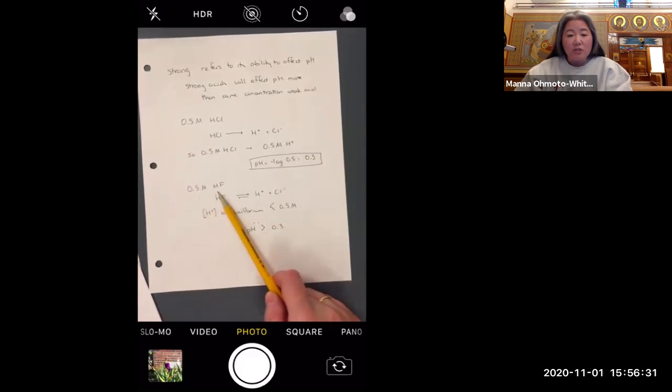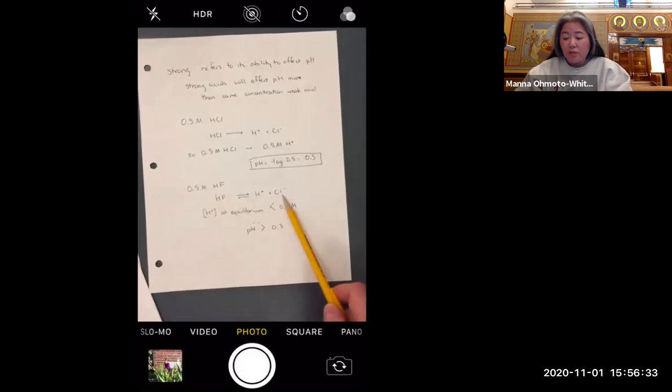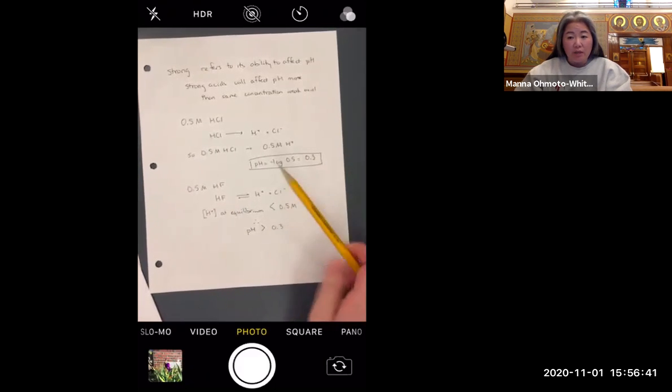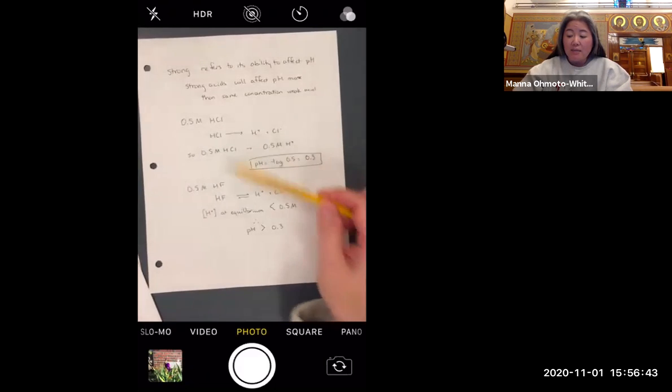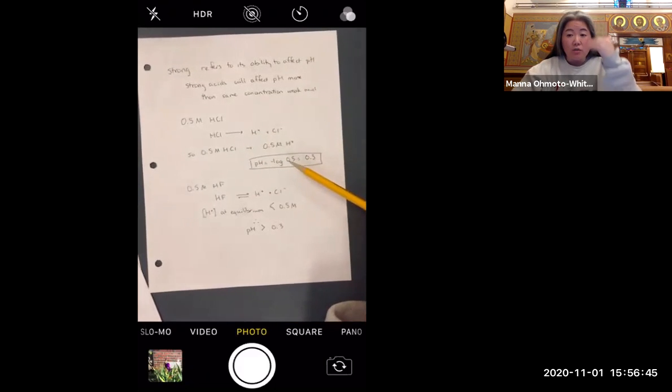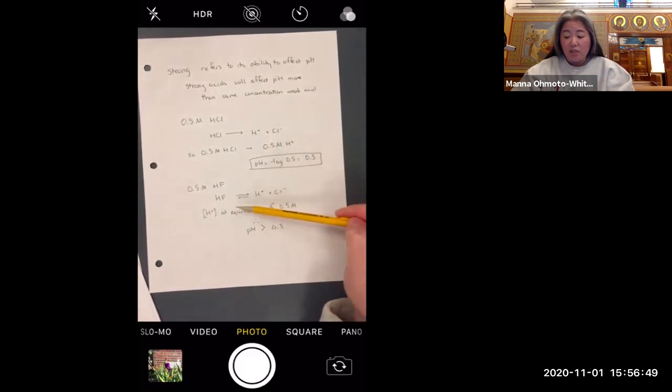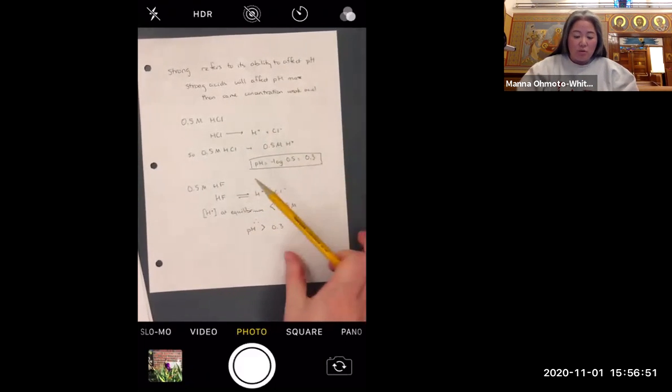The same concentration of HF, when it dissociates, I will have less than 0.5 moles per liter of H plus ions at equilibrium, so my pH will be higher than 0.3. So adding the same concentration, my pH lowers from 7 to 0.3, has a much stronger effect, whereas with HF, it won't go as low as 0.3.